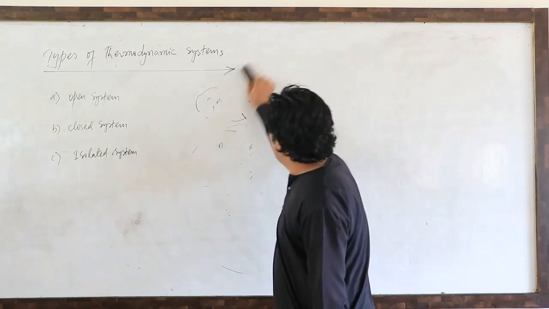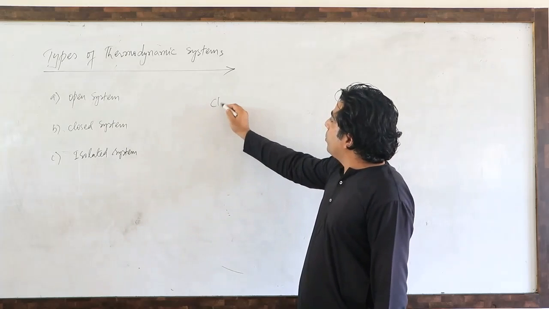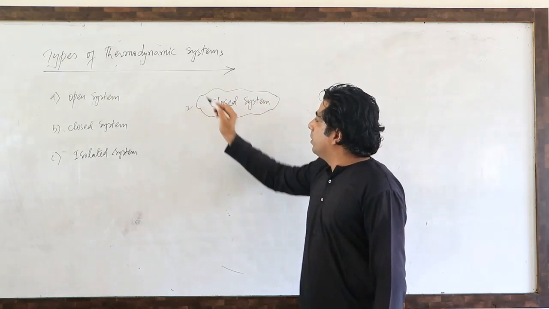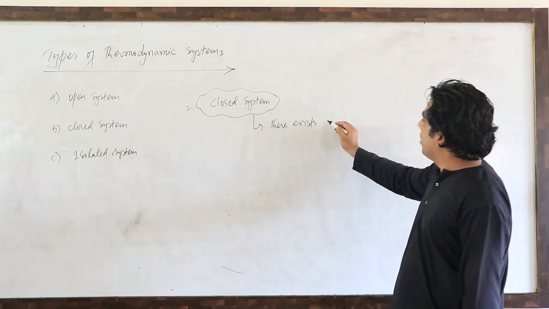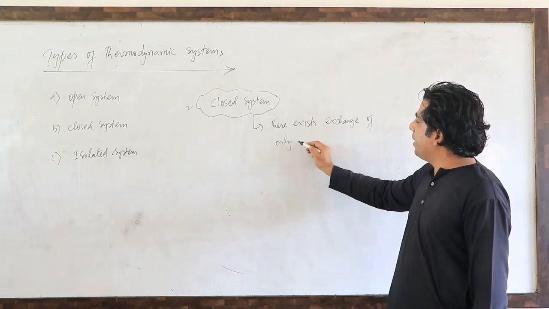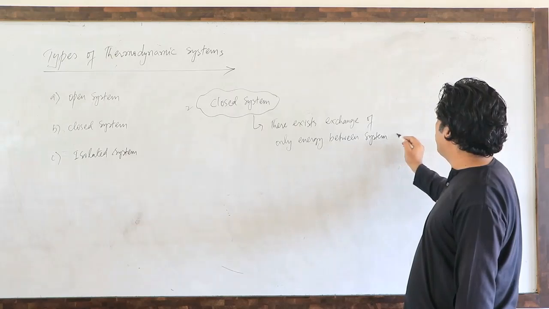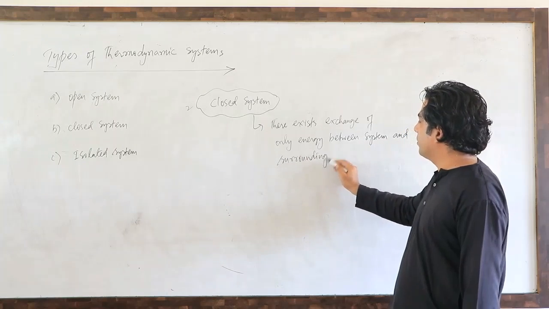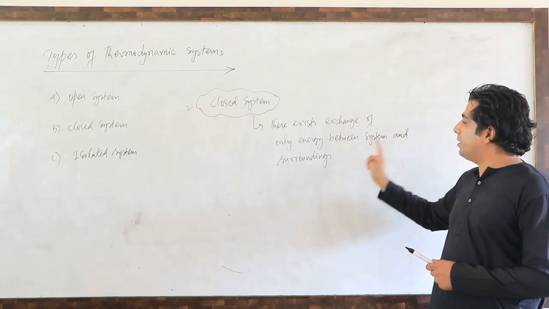What is closed system, my dear friends? Have a look. Let us see. If we talk of closed system, there exists exchange of only energy between system and surroundings. Means matter is not exchanged, only energy is exchanged. So my dear friends, there exists exchange of only energy between system and surroundings.